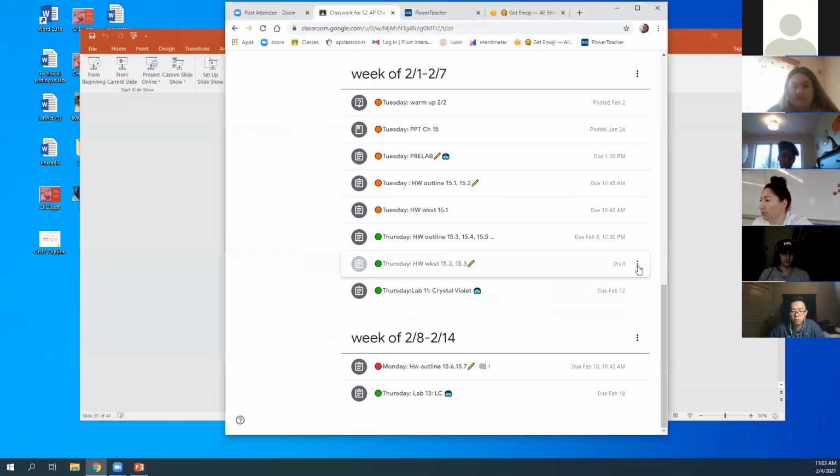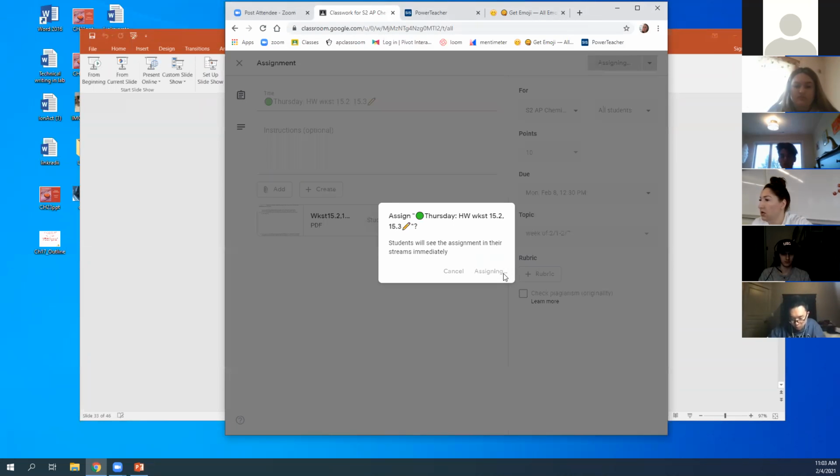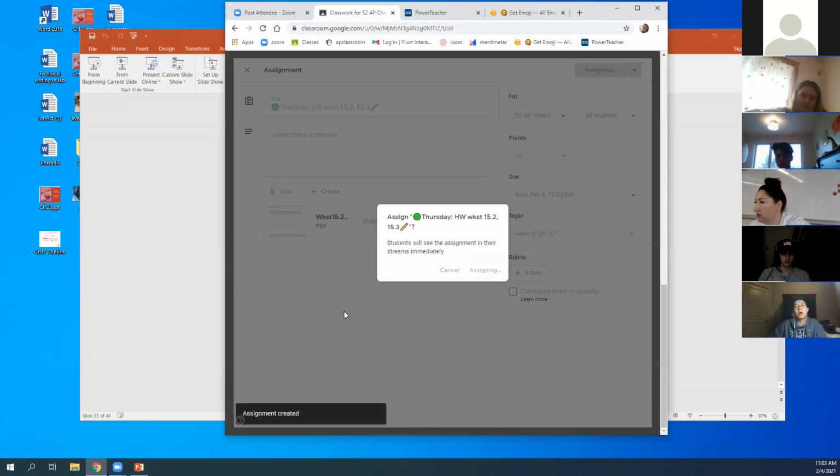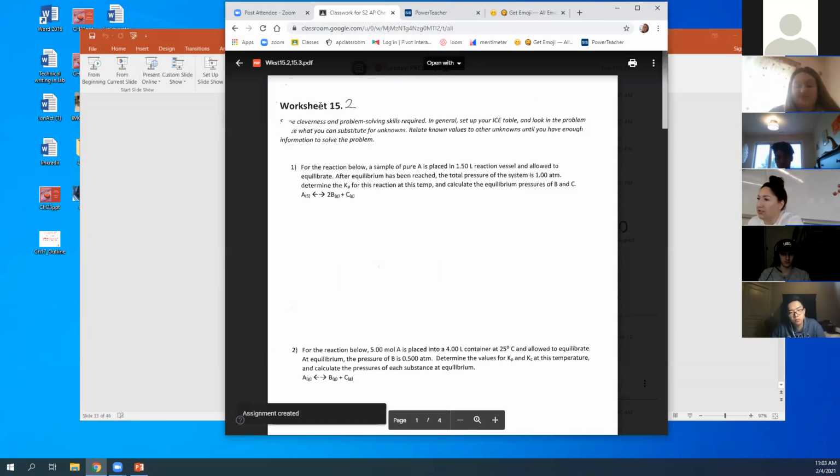Let's make this live. Okay, so the first worksheet, look at this, some cleverness and problem solving skills required, you know, to set up your ice table, look into the problem. So let's just look at this one. I haven't even read the problem, and I'm going to write the equilibrium expression. All right, so looks like gas, gas, solid. So my products would be B squared times C over 1, right? Because this is solid. So you go to my K.